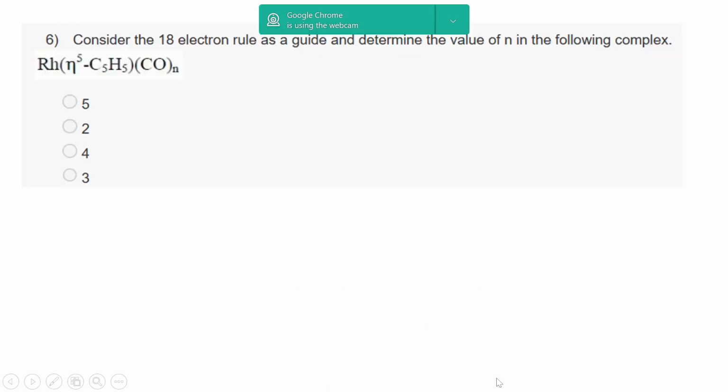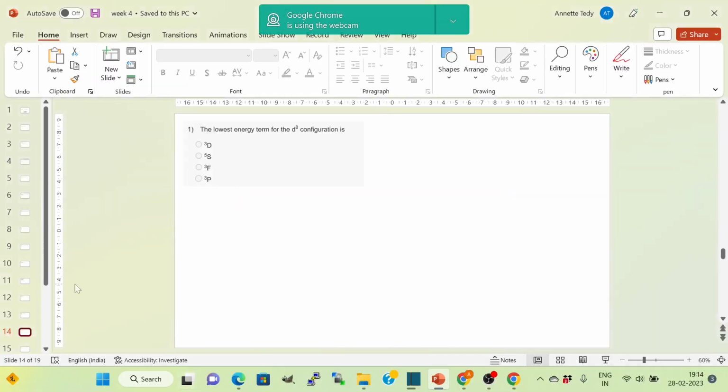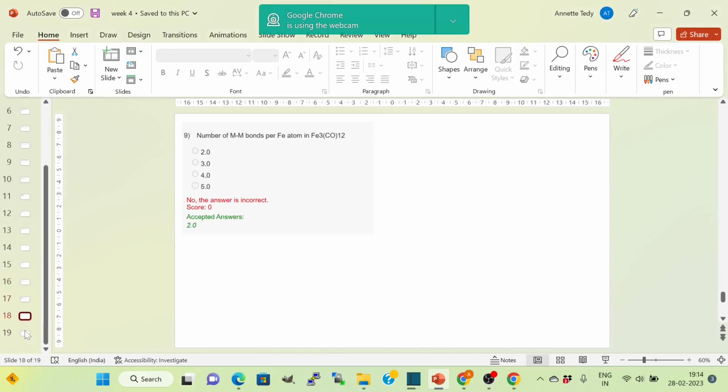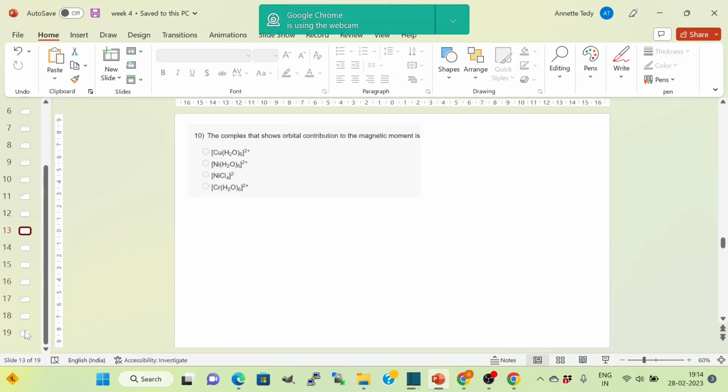So first we will look at the term symbols. After that, we will just solve some sample questions that we have discussed in the last classes. Then I think it will refresh our memory, and you will be able to write the exam also properly. So first, I'll just give an introduction about what term symbols are.